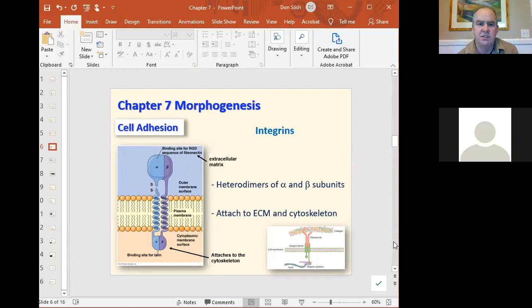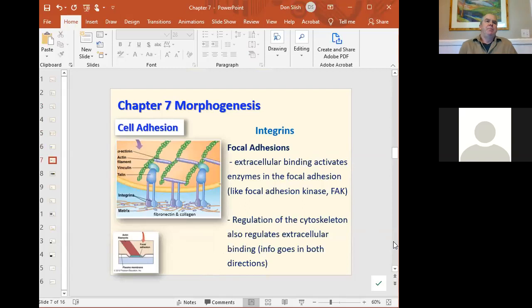And moving on to slide 7, just like our adherens junctions and desmosomes, there's signal transduction going on here as well. So you've got attachment to the collagen here, which is then signaling to the inside of the cell that the cell is attached.